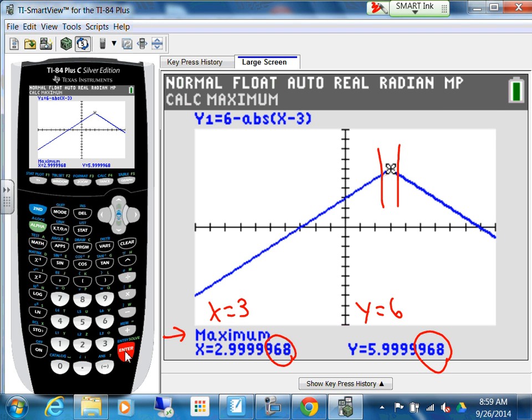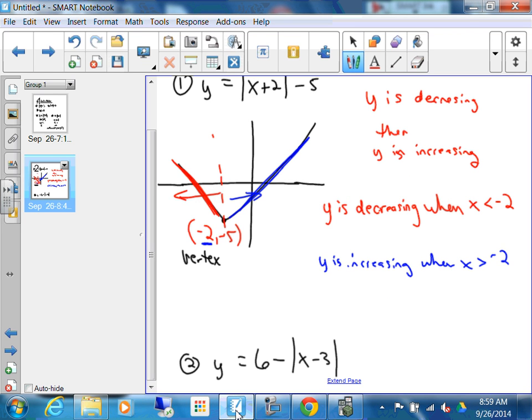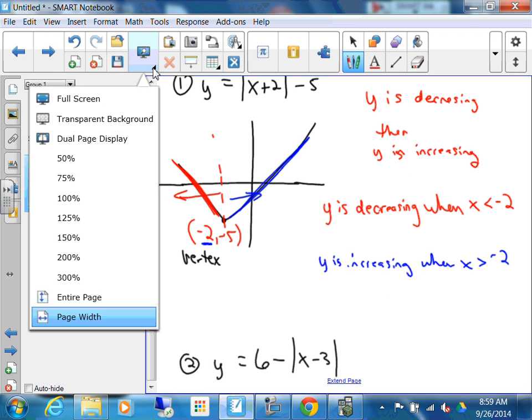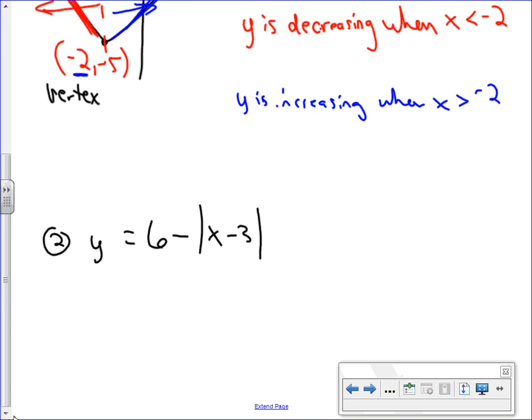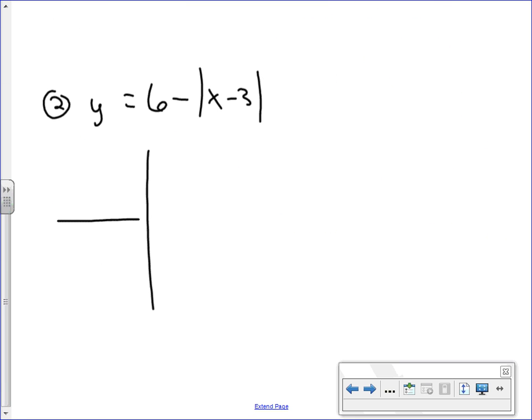Okay, so you're going to look at your sketch now. And I'm going to get my sketch up here. You're going to label the vertex like that. And then you're going to write the increasing and decreasing segments.